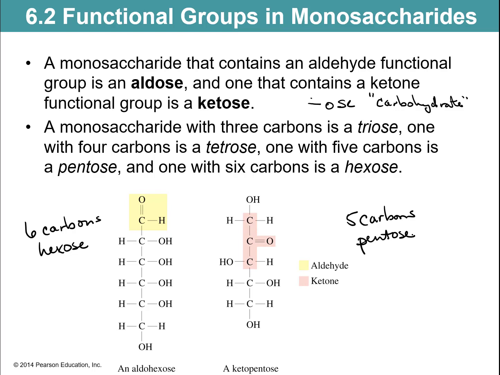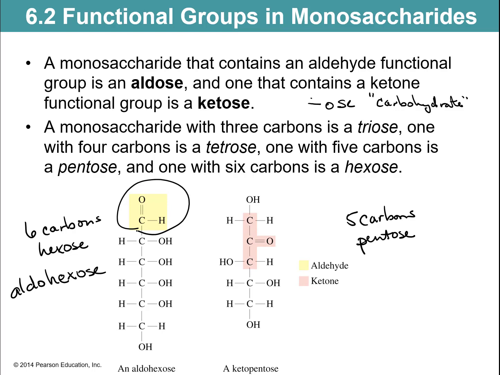So if there's an aldehyde, you call it an aldo. ALDO is used if there's an aldehyde, and it's put in front of the sugar name. So the first one, they would call this an aldohexose. Just means it's a 6 carbon sugar with an aldehyde. And you know it's the aldehyde because the aldehyde is when you have that double bond oxygen on the end.